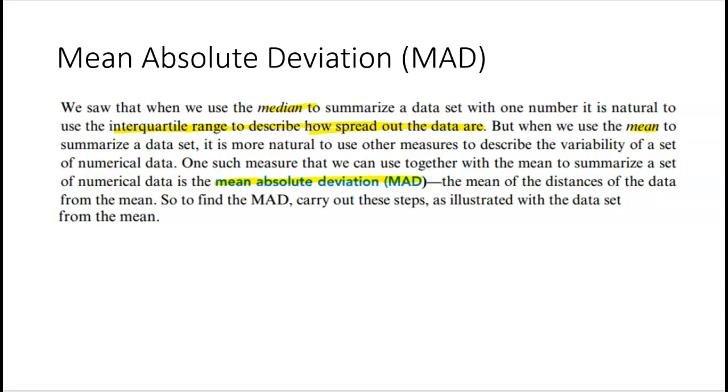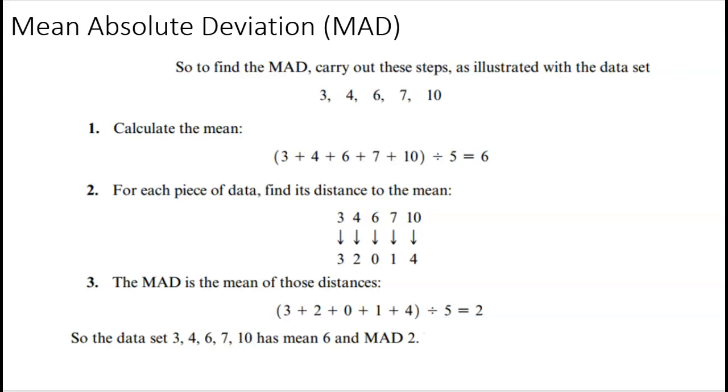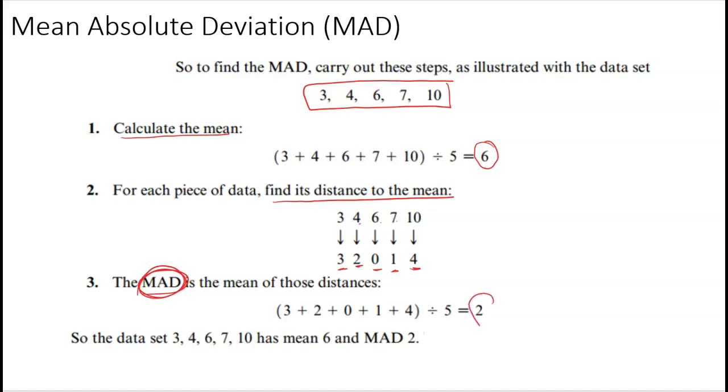To find the MAD, carry out these steps as illustrated. First, we've got our data set. Next, we're going to calculate the mean. So we add it up and divide by the number of numbers. Here's our mean. Then we find each distance to the mean. How far is 3 from 6? How far is 4 from 6? How far is 6 from 6? 7 from 6? 10 from 6? Then the MAD is the mean of those differences. We add up all the differences and divide by the number of numbers, and this is our mean absolute deviation. So it has a mean of 6 and a MAD of 2.